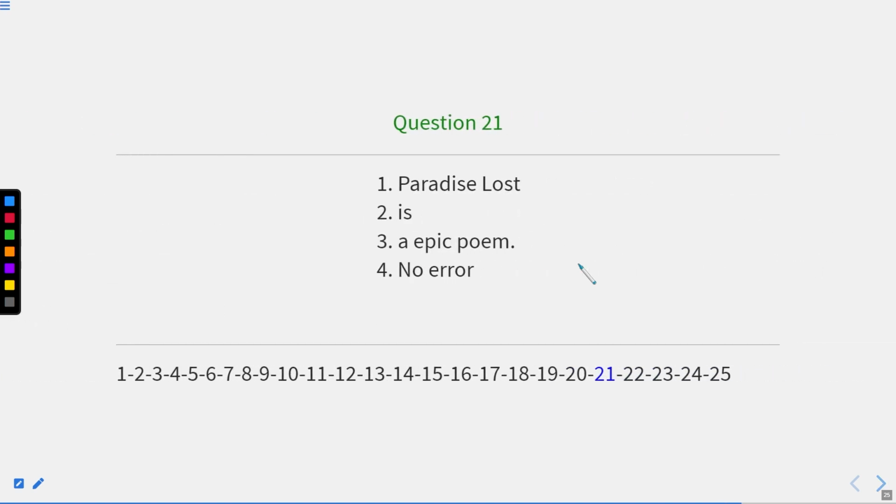Paradise Lost is a epic poem. Again, if you see this epic, epic is beginning with a vowel sound, as if it were beginning with A. So it is creating a vowel sound, and if it is creating a vowel sound, this word epic, we need to put N before it, not A. So this A should be replaced with N. So the error is in part 3, that is an epic poem. An epic poem means it is a long rhyming poem.